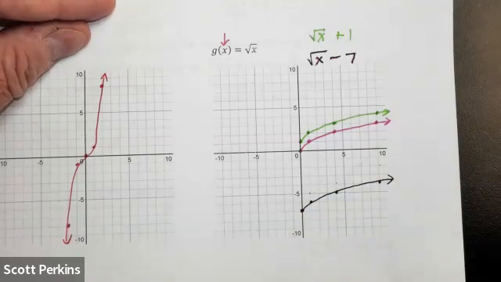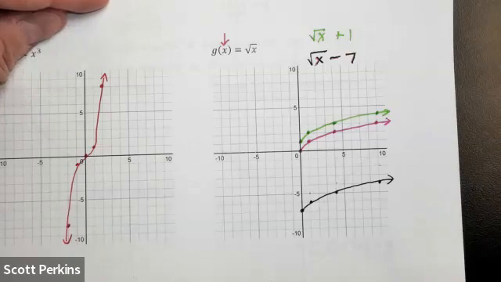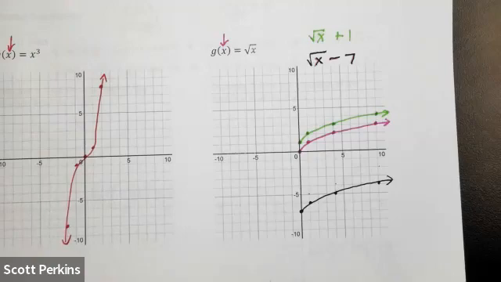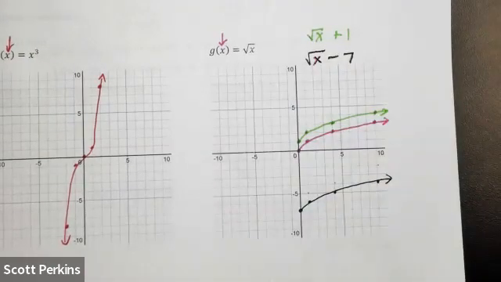How do we feel about vertical translations? We good? Vertical translations, very straightforward. It's exactly how it looks. When it's +1, you go up 1. When it's minus, you go down.